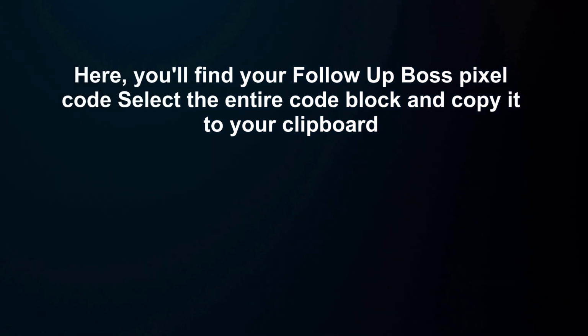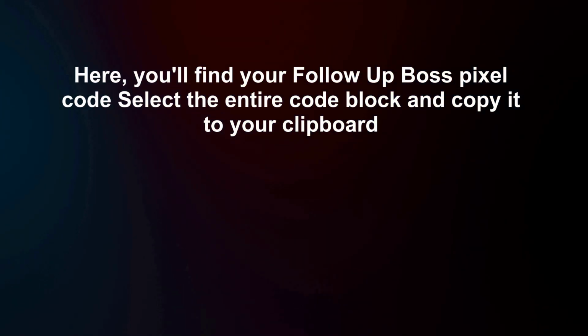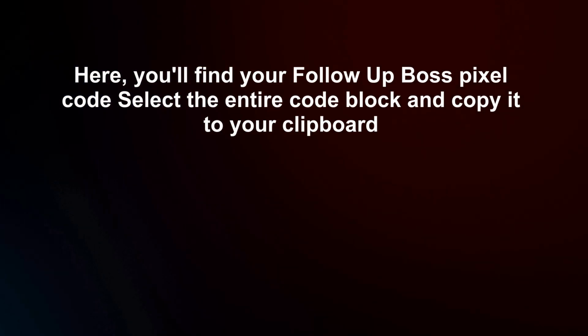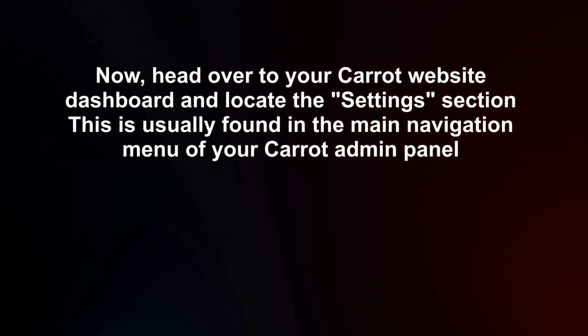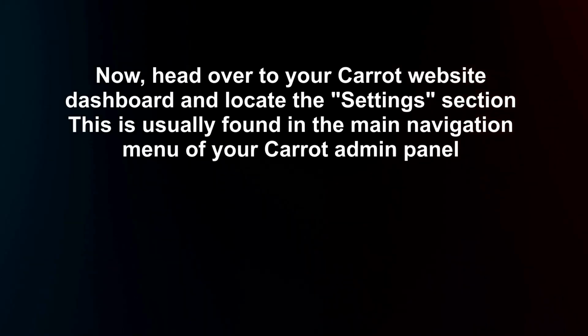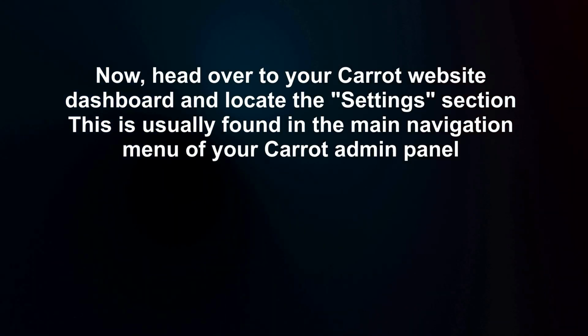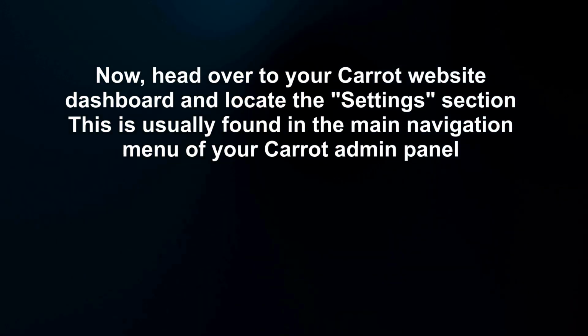Here, you'll find your Follow Up Boss pixel code. Select the entire code block and copy it to your clipboard. Now, head over to your Carrot website dashboard and locate the settings section. This is usually found in the main navigation menu of your Carrot admin panel.